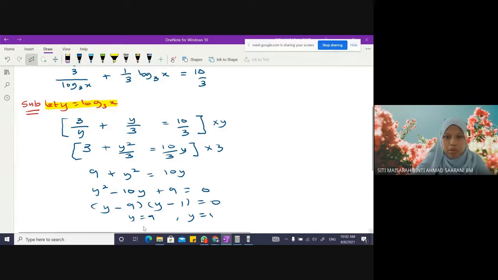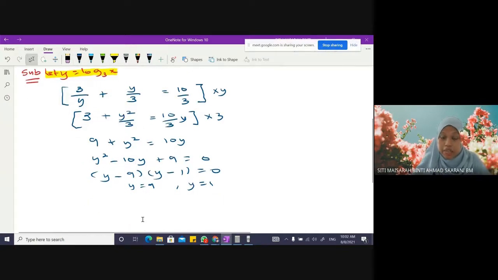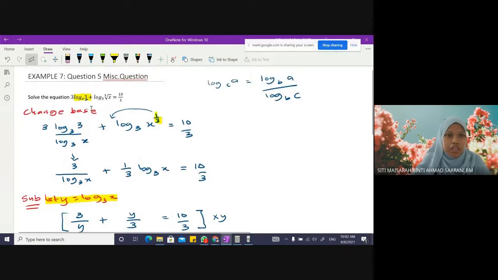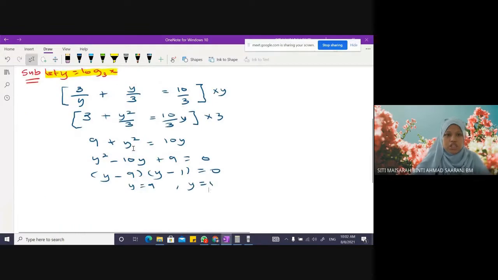So we cannot take y as the answer because what we need to solve is x. In the question it is x. So we need to change from y to x. So since y is equal to log base 3 of x, log base 3 of x equals 9. Then the second one is log base 3 of x equals 1.